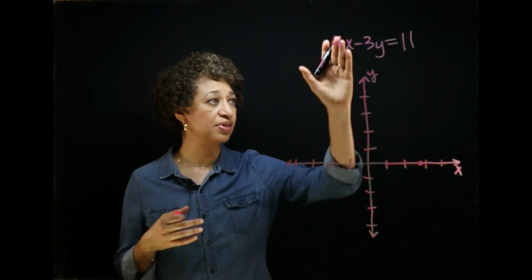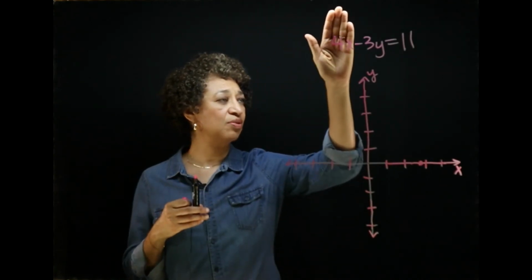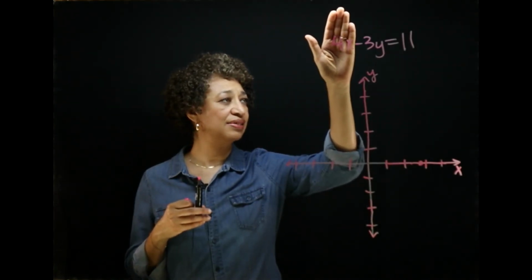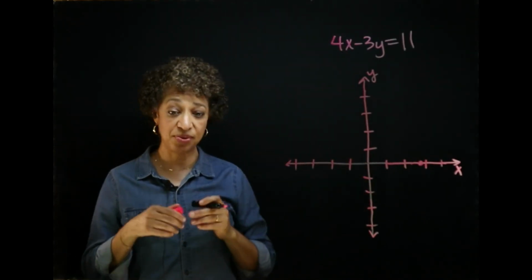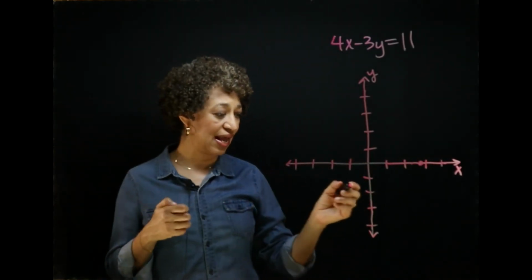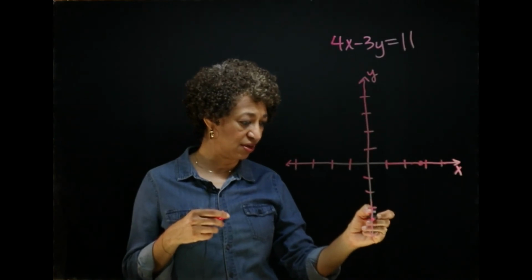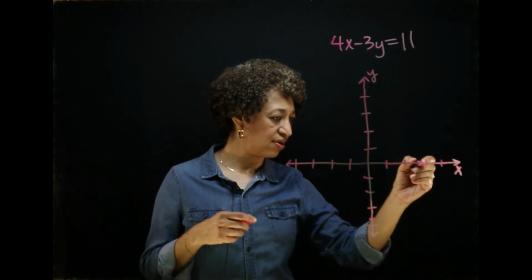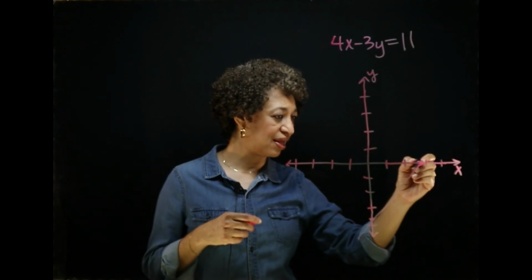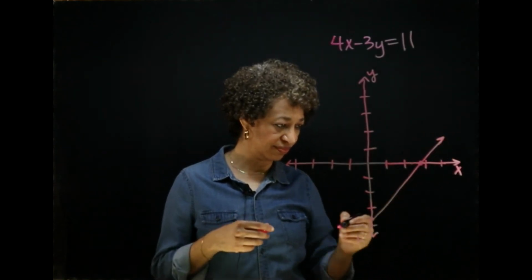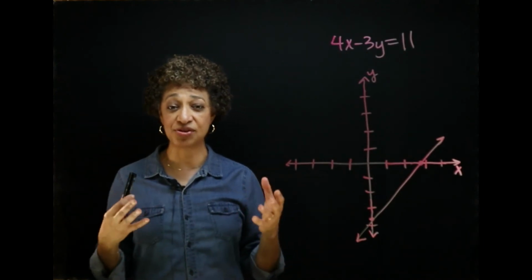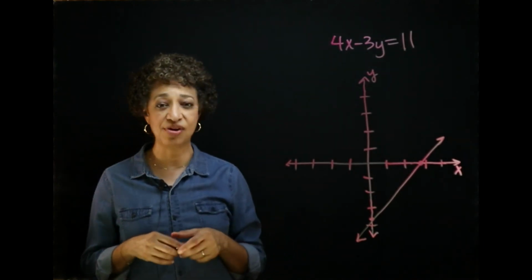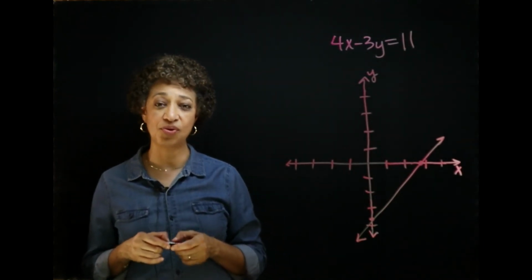We're going to cover up the x term, and we have -3y is equal to 11. And when we divide both sides by 3, we will get -3 2/3, which is about here. And there is my line. I hope that makes sense. I hope this has answered your questions about how to graph a line quickly from standard form.